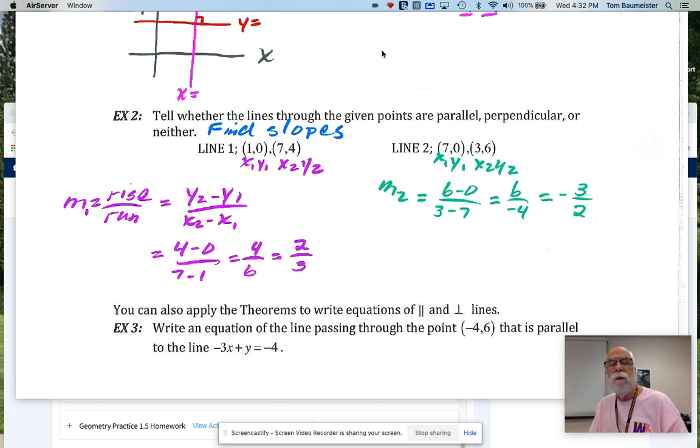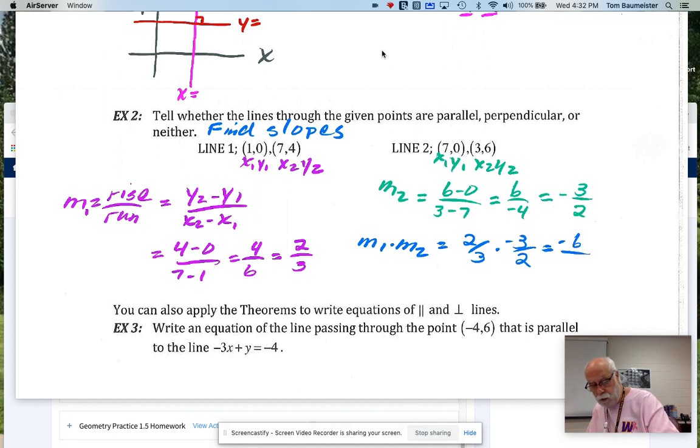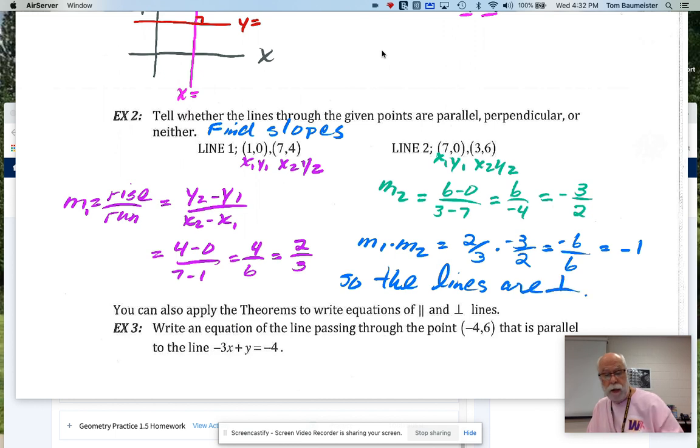3/2. As you can tell, the slopes aren't the same, but can you tell me if they are perpendicular when I multiply them? If I take m1 times m2, that gives us 2/3 times negative 3/2. If I multiply the tops, I get negative 6. If I multiply the bottoms, I get 6. I can reduce that fraction to negative 1. So since it is negative 1, the lines are not parallel, they're perpendicular, because their slopes, when multiplied, equal negative 1.